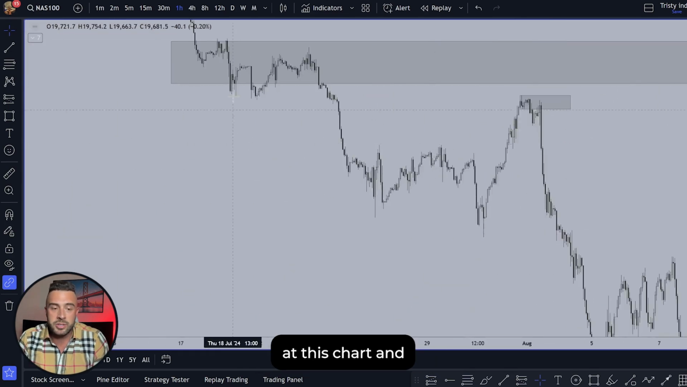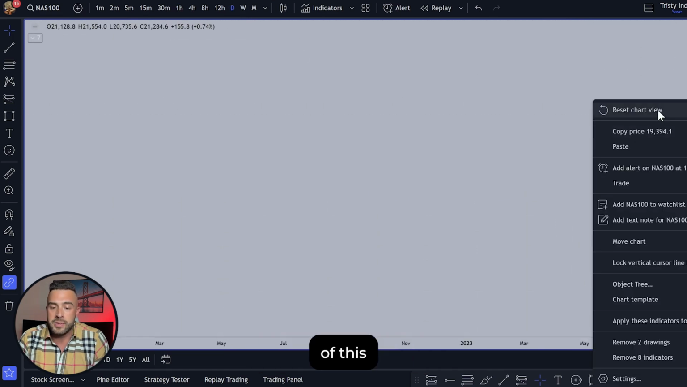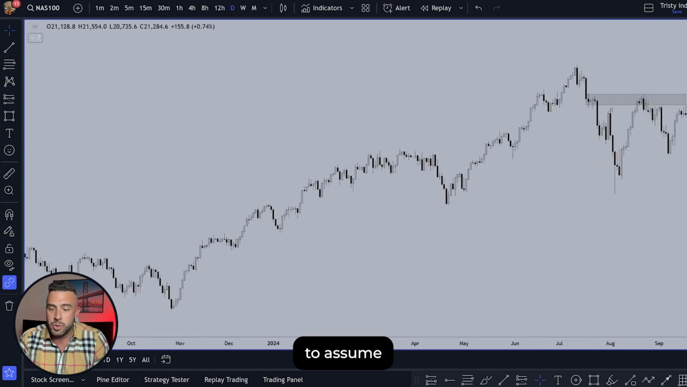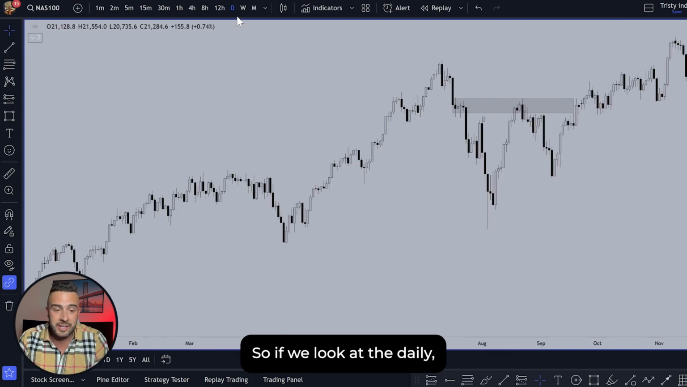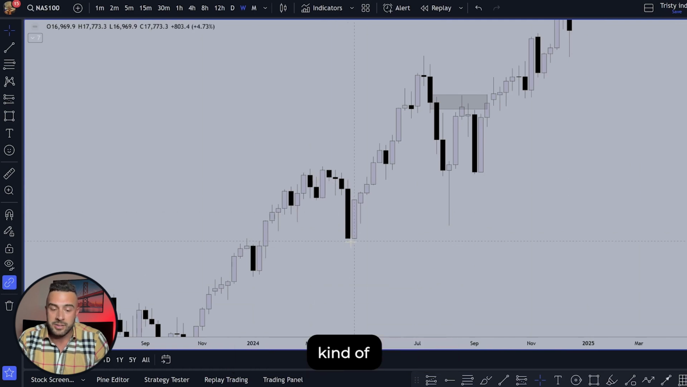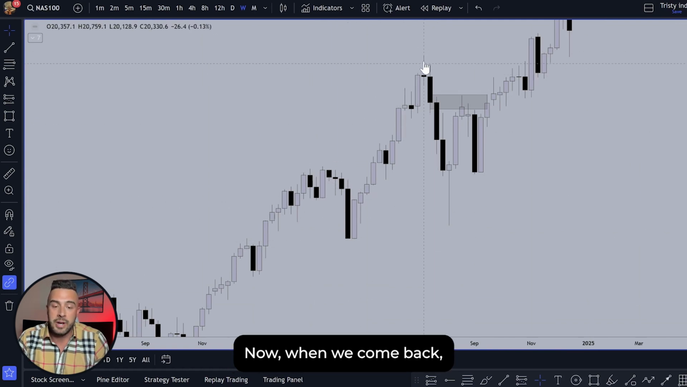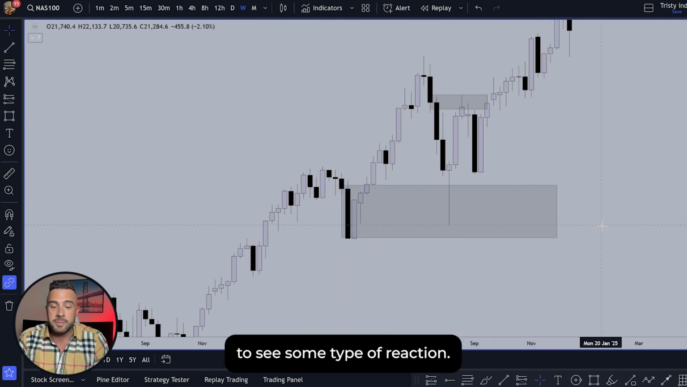If we look closer at this chart and we look at the daily, if we're trading out of this massive level, it's fair to assume that we're going to go down to the next massive level. If we look at the daily, even the weekly right here, you can see that these down candles led to this massive up move. Now, when we come back deep inside this weekly block right here, we can expect to see some type of reaction.